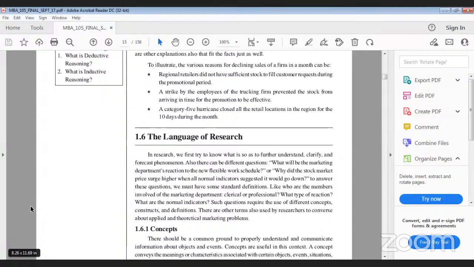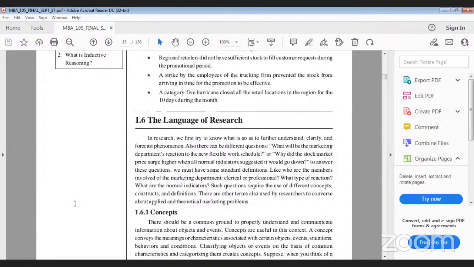The next point is the language of research. In any research that we do, language is needed as a base. The first point: in research we first try to know what is, so as to further understand, clarify and forecast phenomena. Also, they can be different questions.